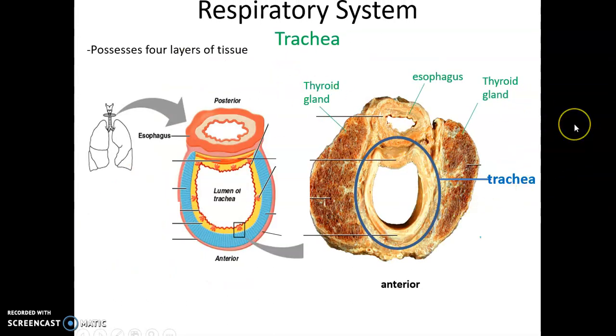The trachea has 4 layers of tissue. As you can see here, it's also close to the thyroid gland. So again, here's the trachea, here's the esophagus, here's lobes of the thyroid gland.